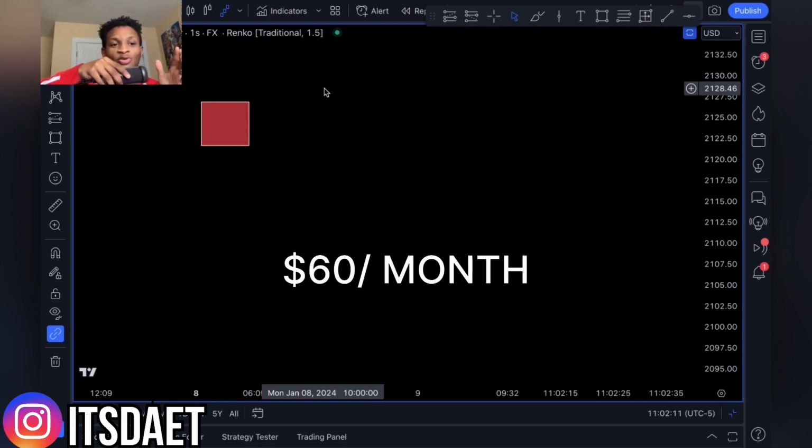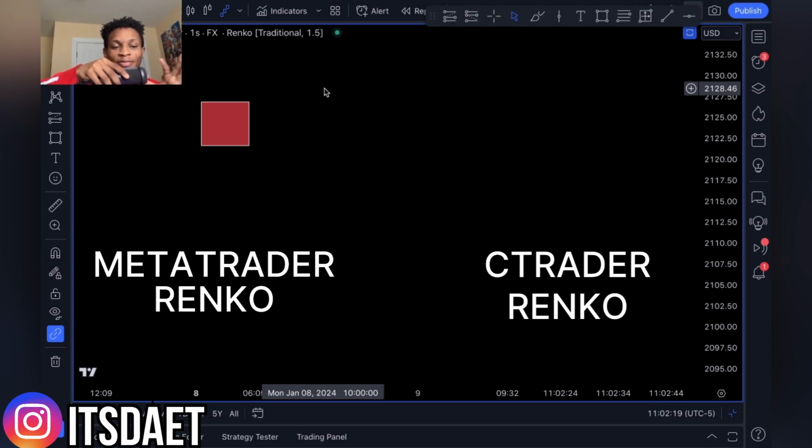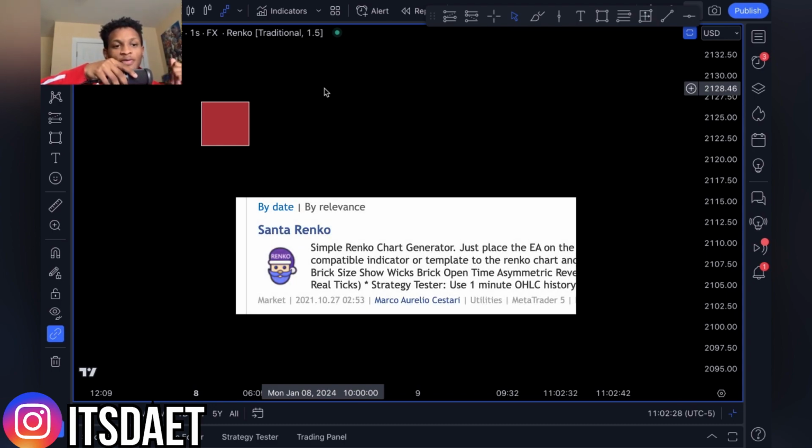So I recommend, if you really want to learn Renko, or just test it out and not really have to pay anything, to go on MetaTrader or whatever platform you're on. You could do cTrader too as well. I would recommend you get a free indicator. I'm going to put some up on the screen of which ones you could use for MetaTrader, and I haven't used cTrader yet, but I think cTrader actually has its built-in Renko system.